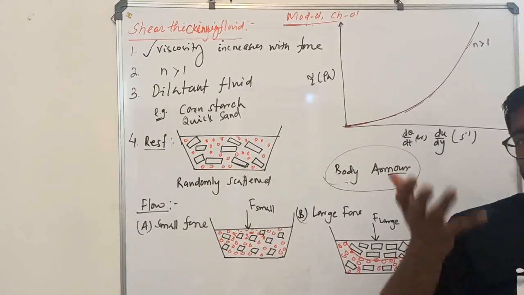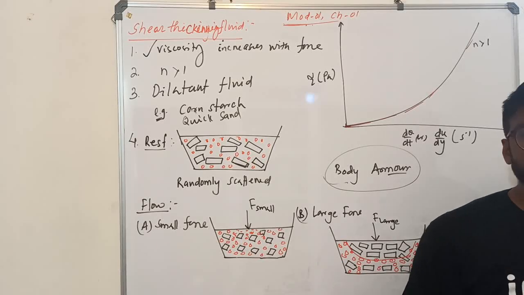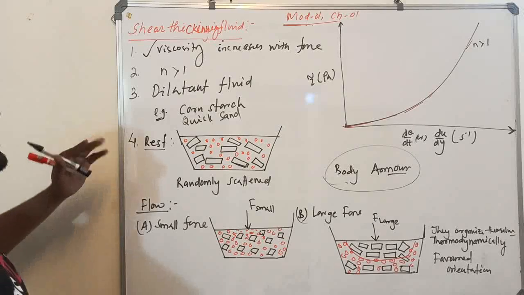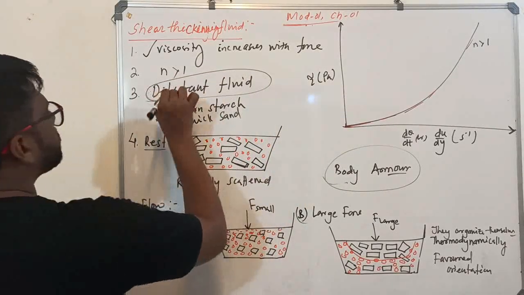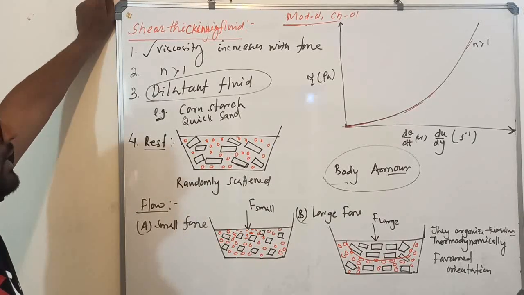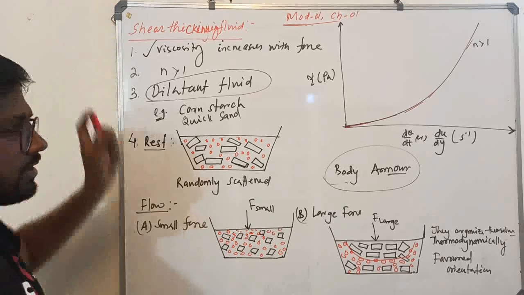Okay, maybe some of you in future will become research scientists and will develop this kind of stuff. So, this is your shear thickening fluid. Shear thickening fluid, we also call it as what? Sir, we call it as dilatant fluid. Dilatant fluid. Okay? Understood? Very good. Note it down.